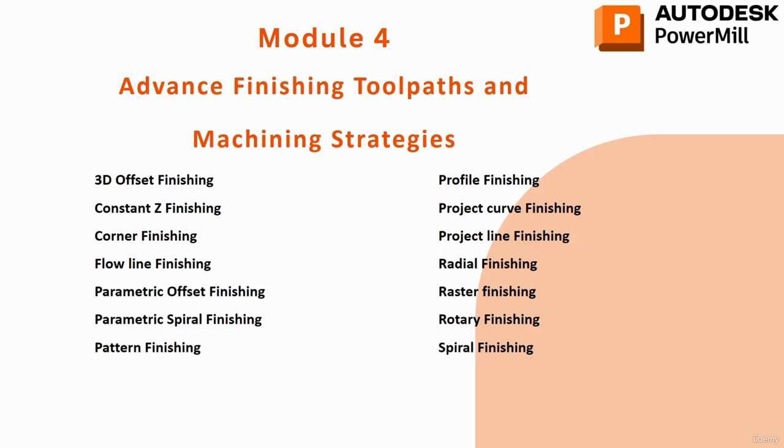And what we have covered is the 3D offset finishing, constant Z finishing, corner finishing, flow line finishing, parametric offset finishing, parametric spiral finishing, pattern finishing, profile finishing, and the last which we did is the project curve finishing. So right now, very similar to the project curve finishing, profile finishing, and pattern finishing, let's do the project line finishing.